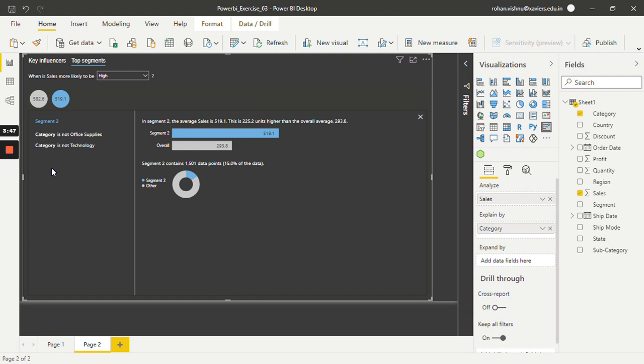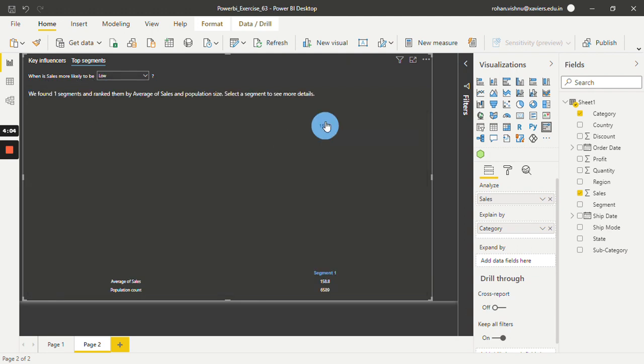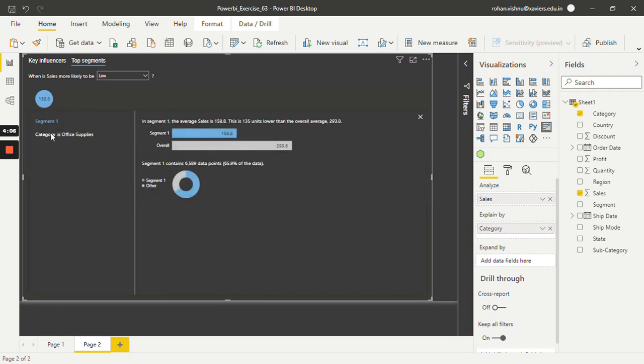In this case, the average sales increase only by 225.2 units. So that was it for the high values. Let's see when sales are more likely to be low. Over here, they have given only one segment and it is when category is office supplies.